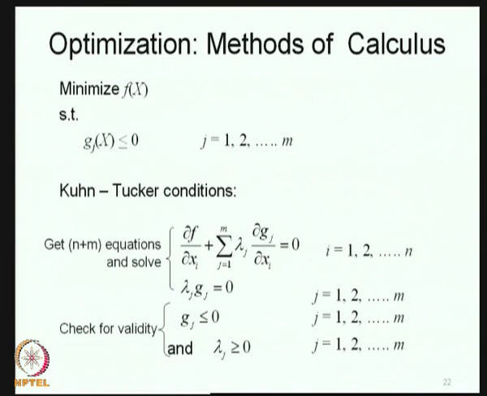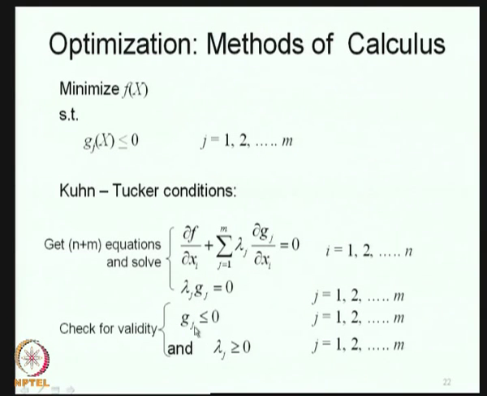So, the way we apply these Kuhn-Tucker conditions is, we use the first n plus m equations, these sets of equations, and solve for the n plus m variables, namely x1, x2, etc., xn, and lambda 1, lambda 2, etc., lambda m. So, you solve for the n plus m variables using the n plus m equations.